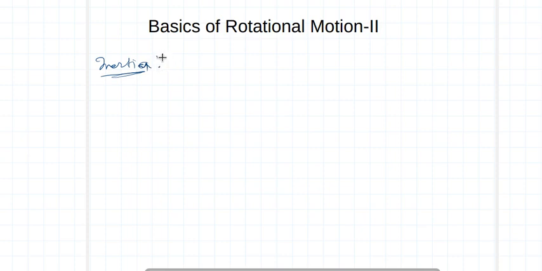Inertia means what? Inertia is a property or the tendency of an object that resists any change to its state of rest or motion, and it basically depends upon the mass. So let me try to write down its basic idea.